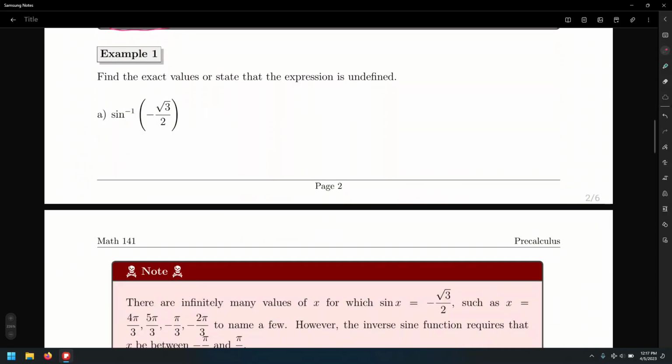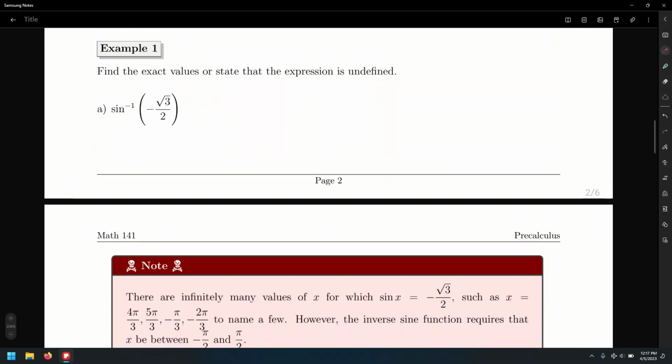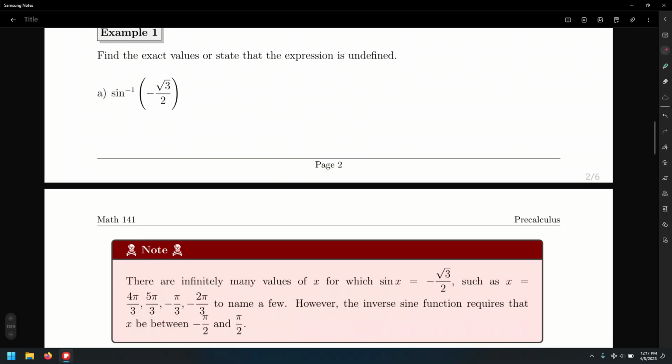Find the exact values or state that the expression is undefined. Well, what do we have? The inverse sine of negative square root of 3 over 2. All right, so let's see. In other words, they're asking us for the angle whose sine equals negative root of 3 over 2. So let's call it y, whatever number.